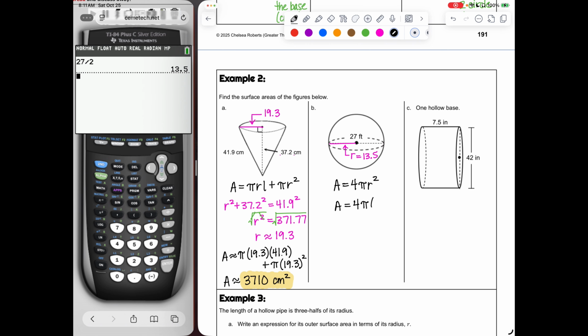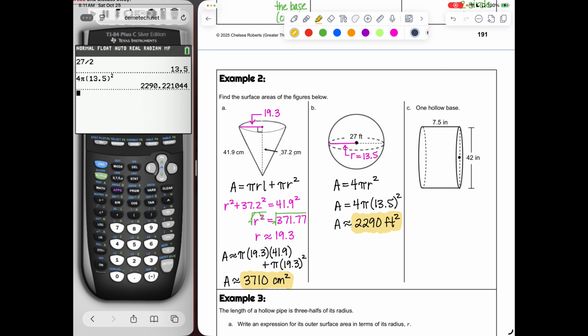All right, so when I substitute into my formula, I'm going to have that the surface area is equal to 4 times pi times 13.5 squared. All right, and I literally typed that into the calculator. 4 times pi times 13.5 squared. So when we do that, we will end up getting that our surface area is approximately 2,290 feet squared. Remember, we're talking about area. And remember, surface area.